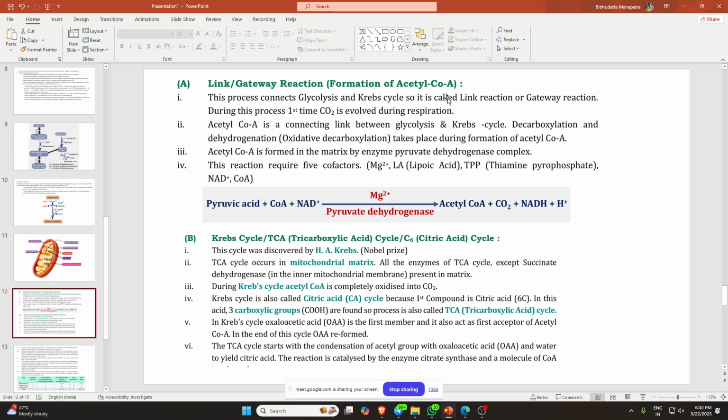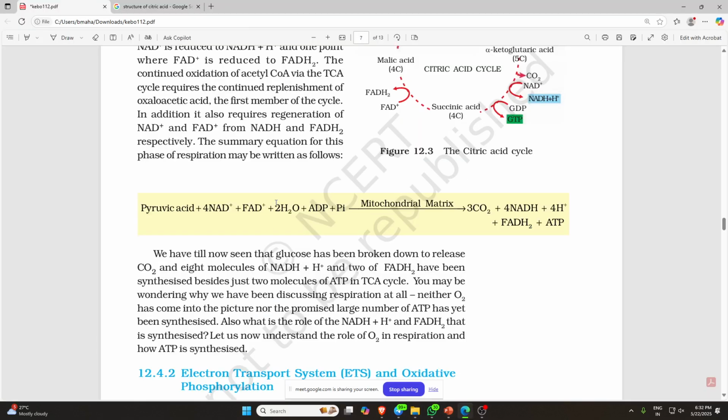So decarboxylation and dehydrogenation, or you can say oxidative decarboxylation, takes place during the formation of acetyl coenzyme A. Now, what I have said before in the NCERT, when I was discussing the NCERT, is that pyruvic acid goes through oxidation in the presence of what? See over here. In the presence of water. Okay.